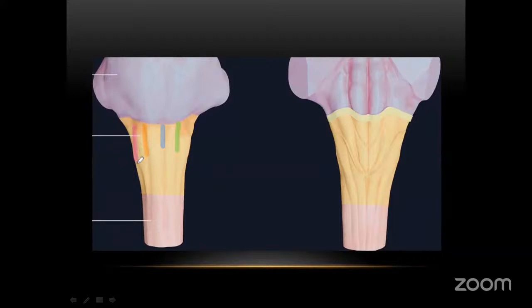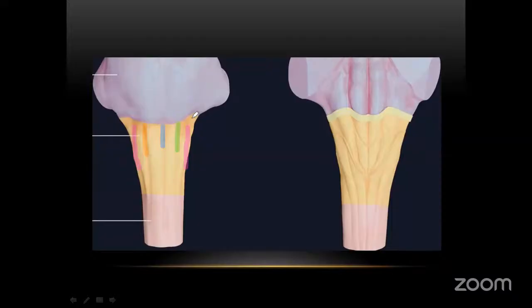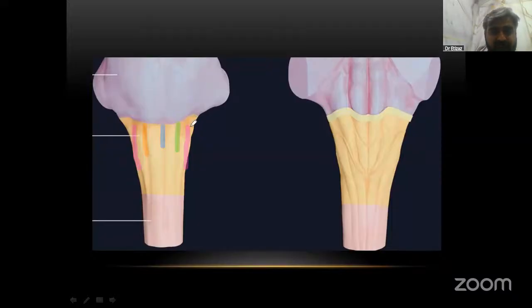What about this one? Posterior lateral sulcus. And this is the posterior lateral sulcus, bilaterally. So these are the 5 sulci, and on either side there are 2 bumps. This one and this one. This is the pyramid. This is the olive. This is the posterior lateral sulcus. What is this structure? Inferior cerebellar peduncle. Just a part of the inferior cerebellar peduncle is there.